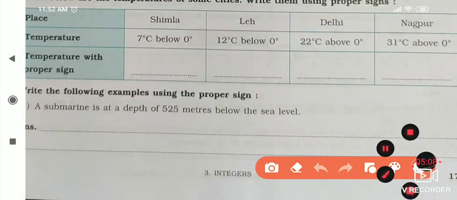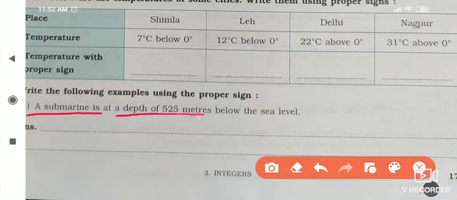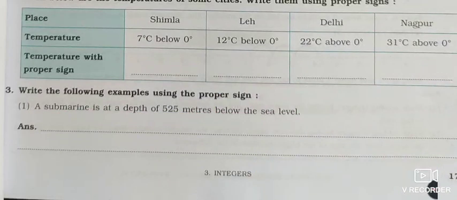The next point is to write the following examples using proper signs. So what is the question? A submarine is at a depth of 525 meters below the sea level. Which word came here? Below. So what do we have to use? The negative sign. For below we have to use the negative sign.